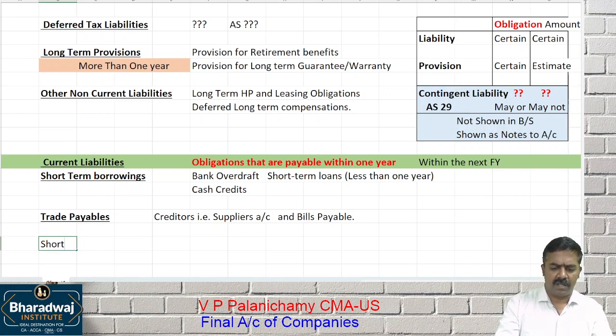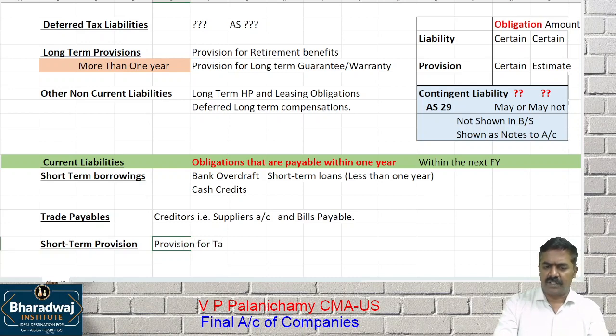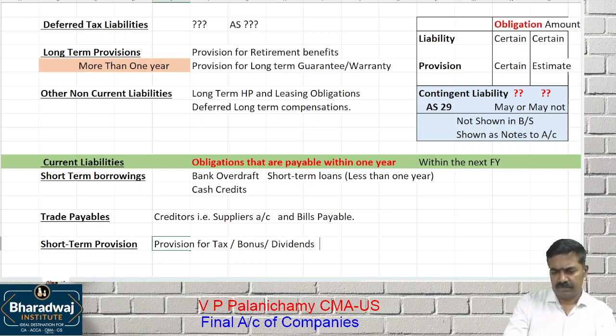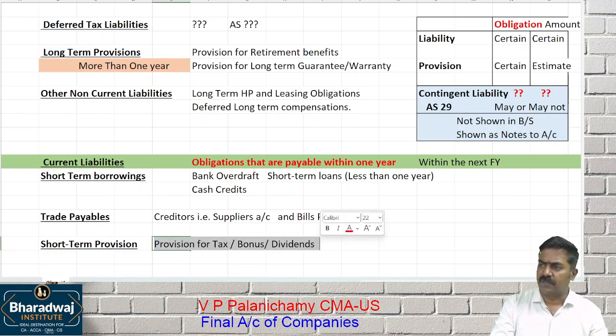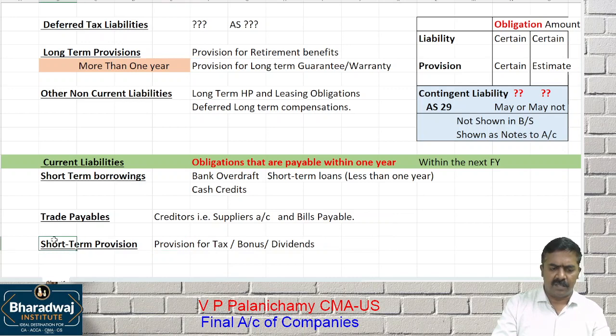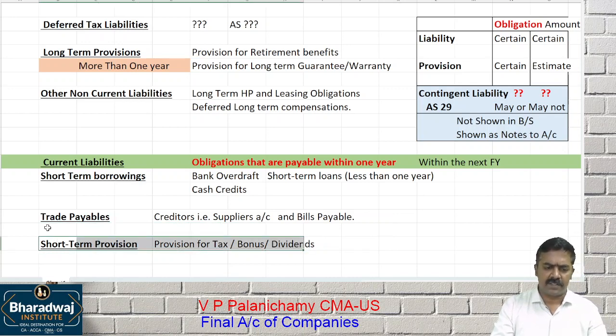Look at this, short-term provisions. Provisions created for short-term obligations. Example, provision for tax, provision for bonus, dividends. Clear? Any provision created for tax, provision for bonus, and which one? Dividends. That will come under short-term provisions.